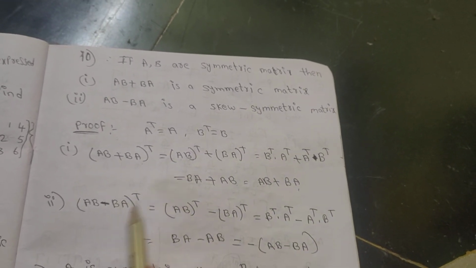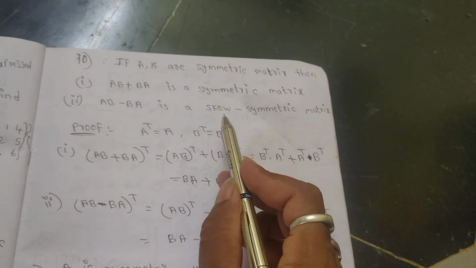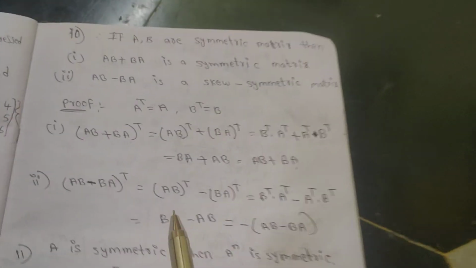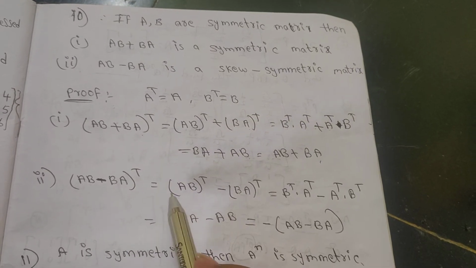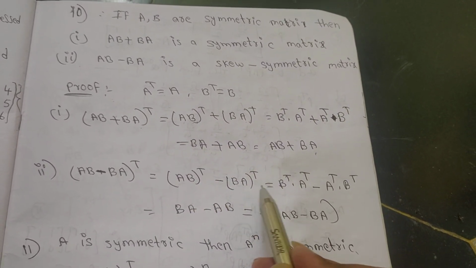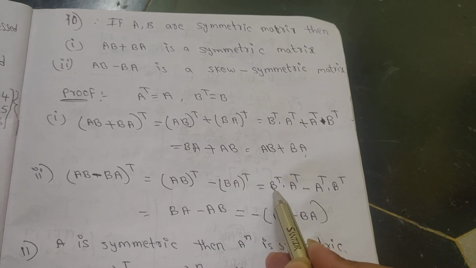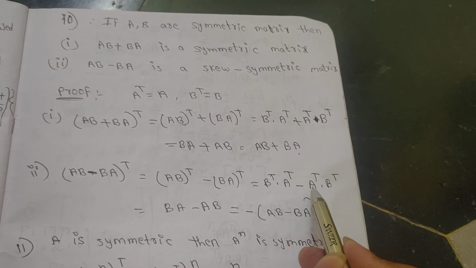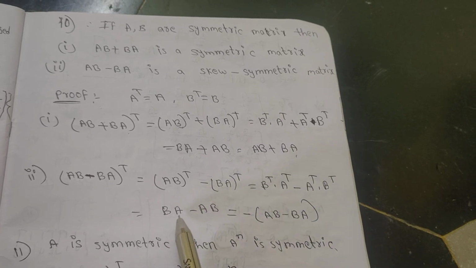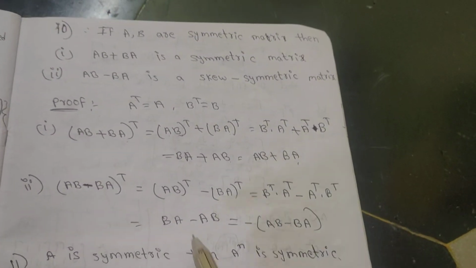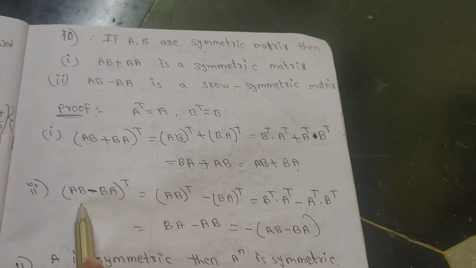Now (AB minus BA)ᵀ, you take to get the skew symmetric. So (AB minus BA)ᵀ is equal to (AB)ᵀ minus (BA)ᵀ. That is nothing but BᵀAᵀ minus AᵀBᵀ. Bᵀ is equal to B, Aᵀ is equal to A; Aᵀ is equal to A, Bᵀ is equal to B. That is nothing but BA minus AB, but it is not equal to AB minus BA.